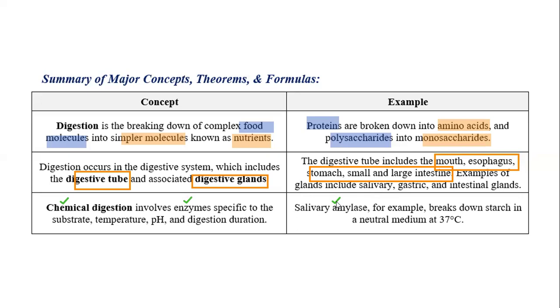And enzymes are specific. Do you still remember the 4 properties of enzymes that we talked about? Enzymes are specific to substrate, to temperature, to pH, and to their duration of digestion. Let's talk a bit in depth about all of this.